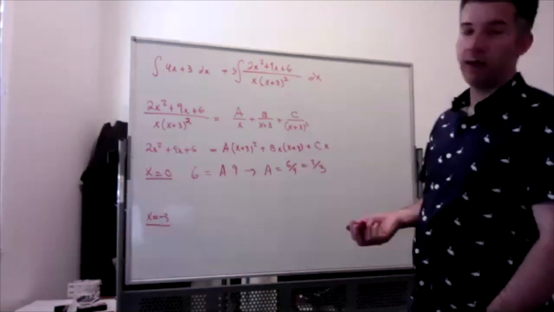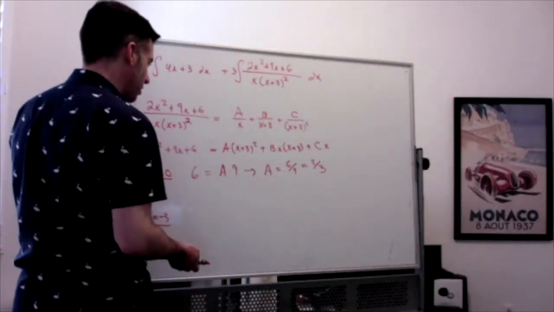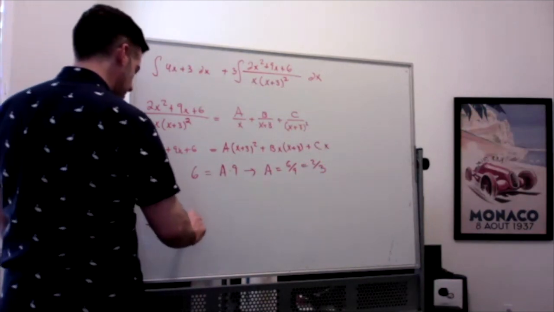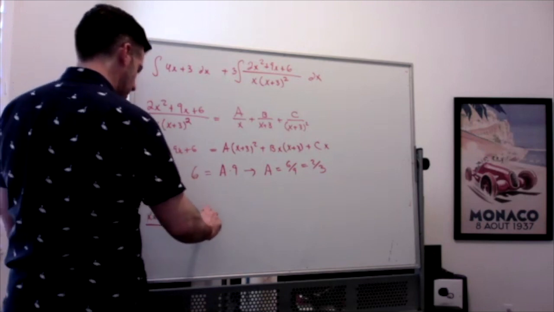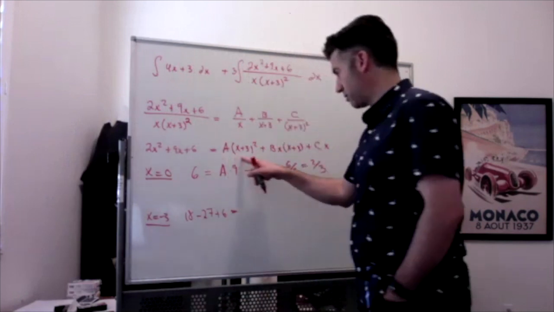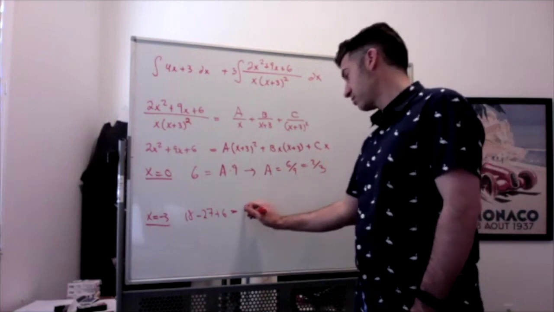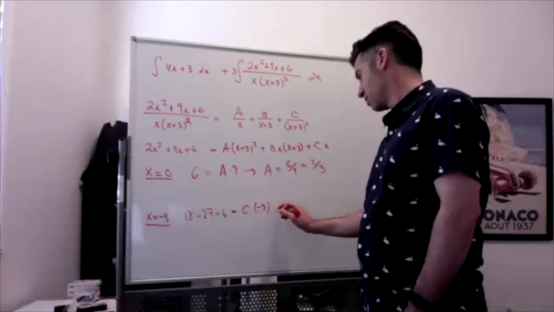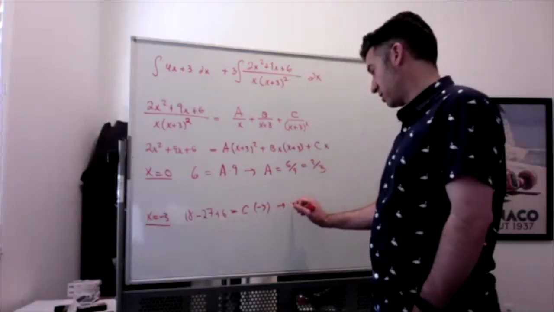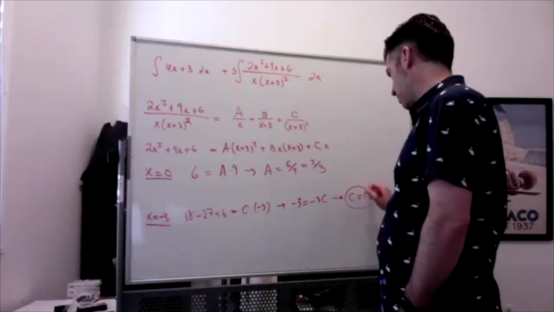Okay. That's not a big deal. So then if I plug in x equal to -3, I'm going to get, let's see, 2 times -3 squared is 9, 2 times 9 is 18. 9 times -3 is -27 plus 6. I'm going to get a times 0 plus b times -3 times 0 plus c times -3. So I end up getting, let's see, -9 plus 6 is -3. So I get -3 equal to -3c. So c is equal to 1.